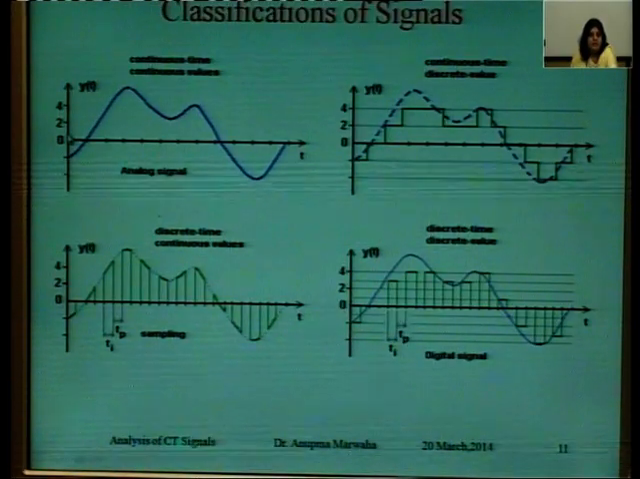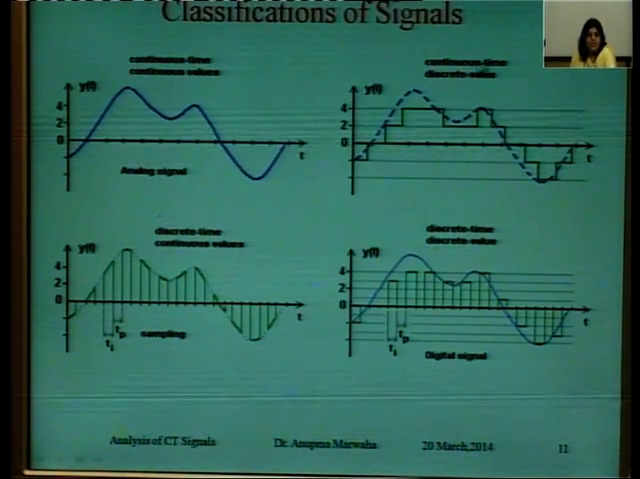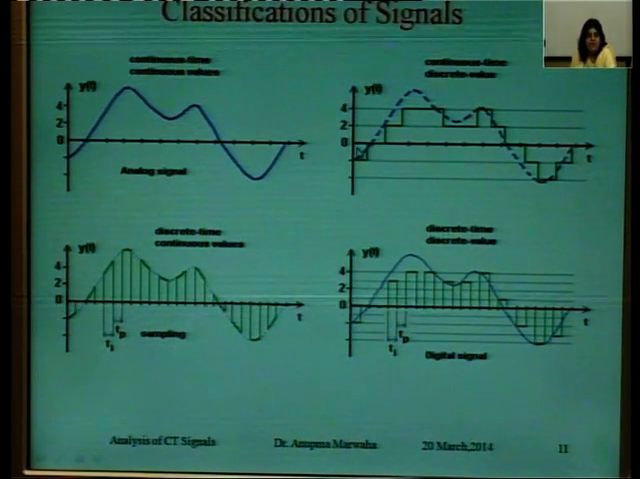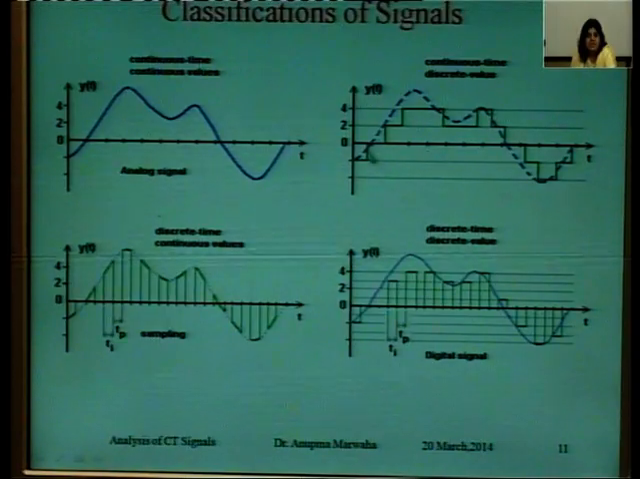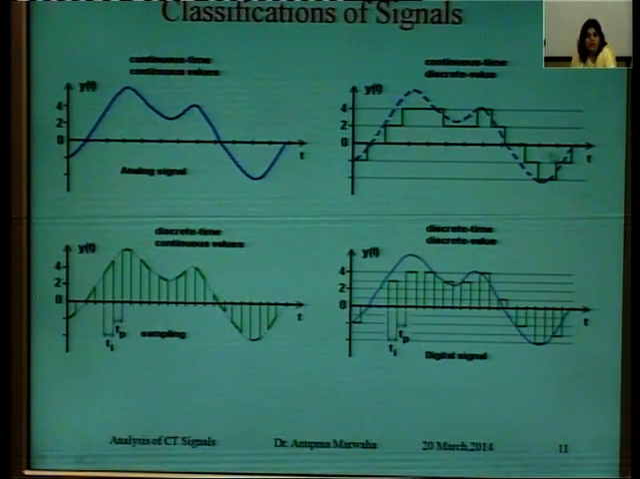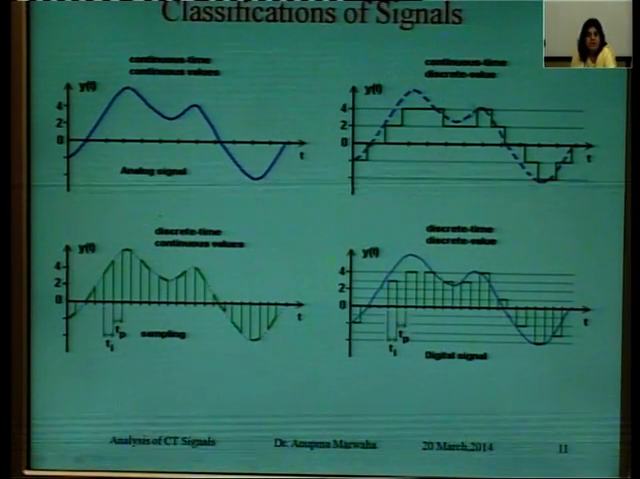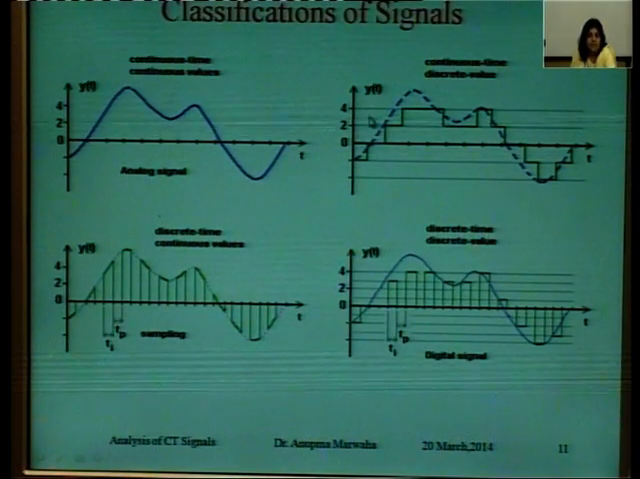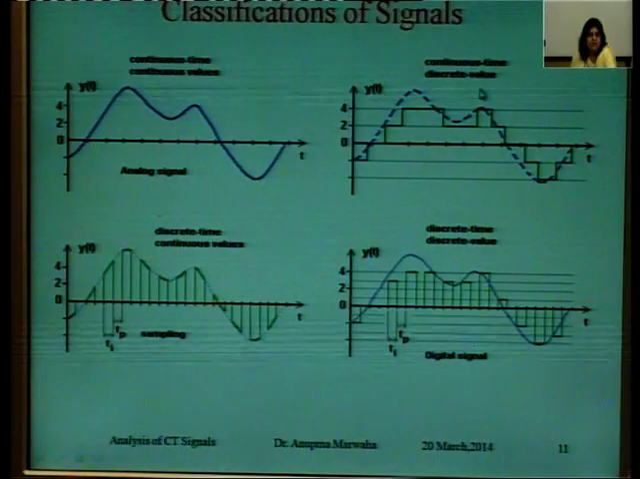So, an analog signal is that which varies continuously with respect to time and it can take on infinite number of values. The second possible combination is we can have continuous time discrete valued signal, that is, if it is continuous on the x axis, but it is discrete valued, that means on the y axis it can take on only a discrete number of values, then it is a continuous time discrete valued signal.